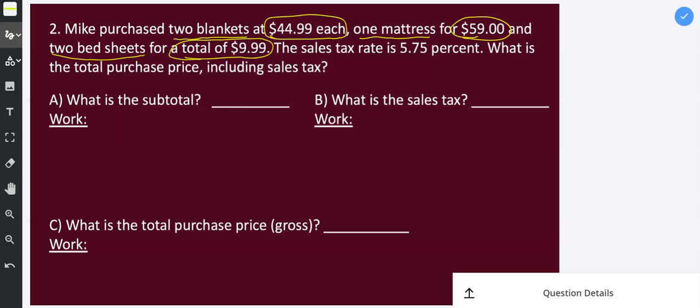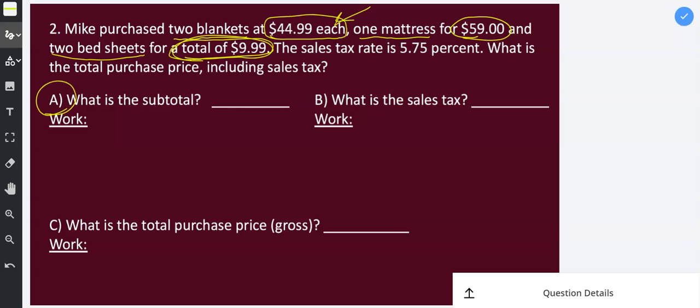Now, this is different than saying the $44.99 each. This is a total of $9.99. So it's not $9.99 per bed sheet. It's just $9.99 for both bed sheets. So we're only going to have to include that one time. The sales tax is 5.75%. What is the total purchase price including sales tax?